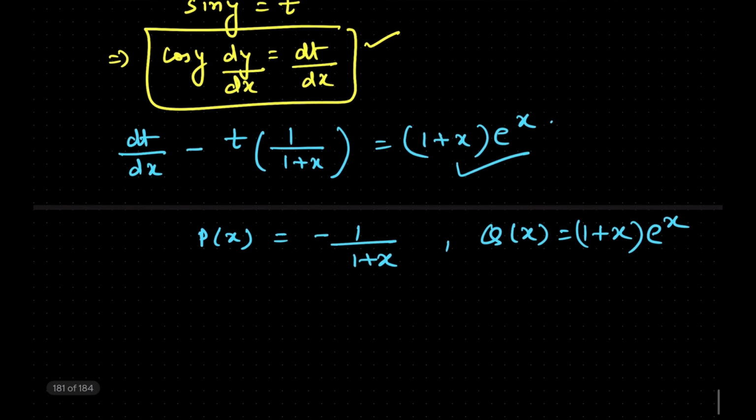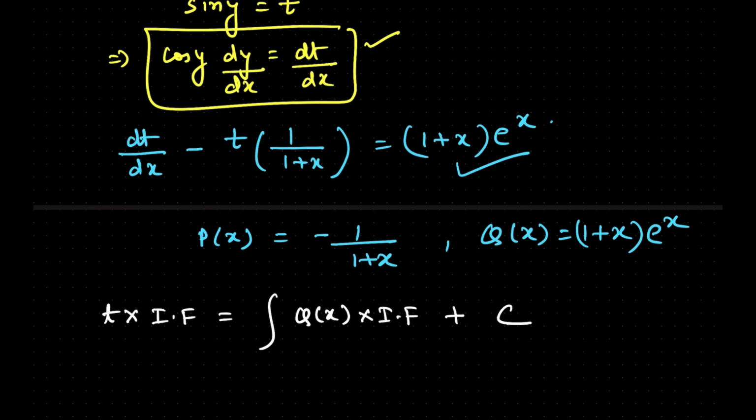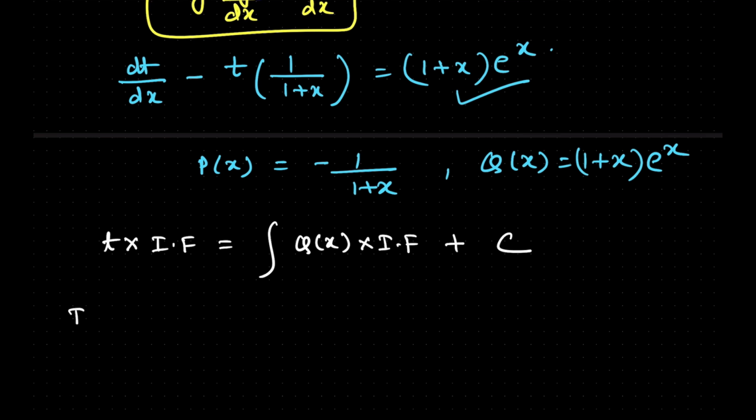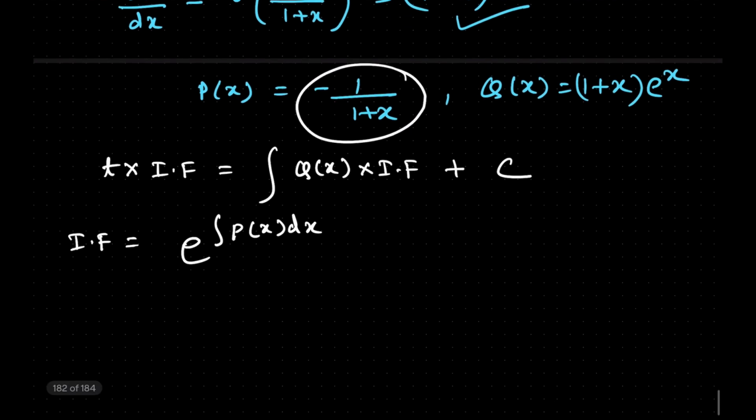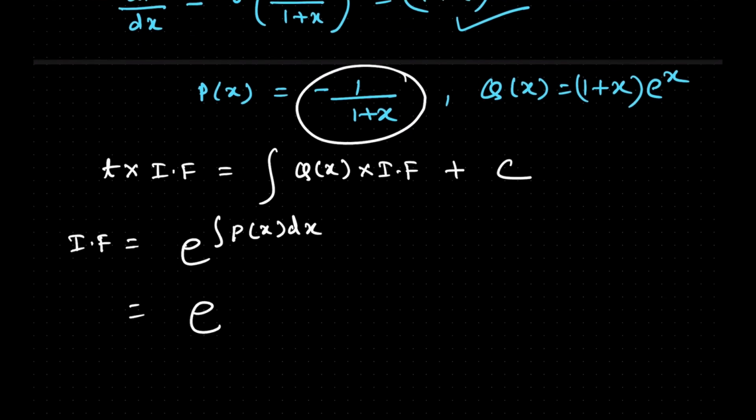So we know our solution, that is t into integrating factor equals the integral of Q(x) into the integrating factor, plus constant of integration. So let's find our integrating factor. The integrating factor will be e to the power of integral of P(x) dx. So what is our P(x)? This is our P(x). So you can write e to the power of integration of minus 1 by 1 plus x dx. When you integrate 1 by 1 plus x dx, its integration is ln of 1 plus x.